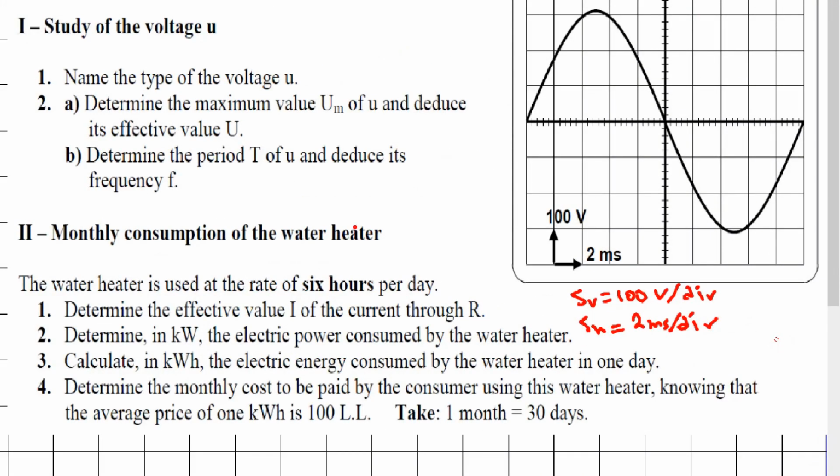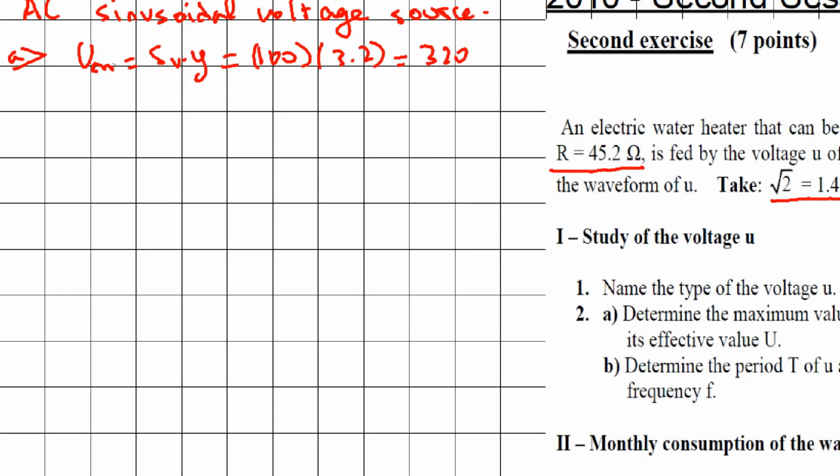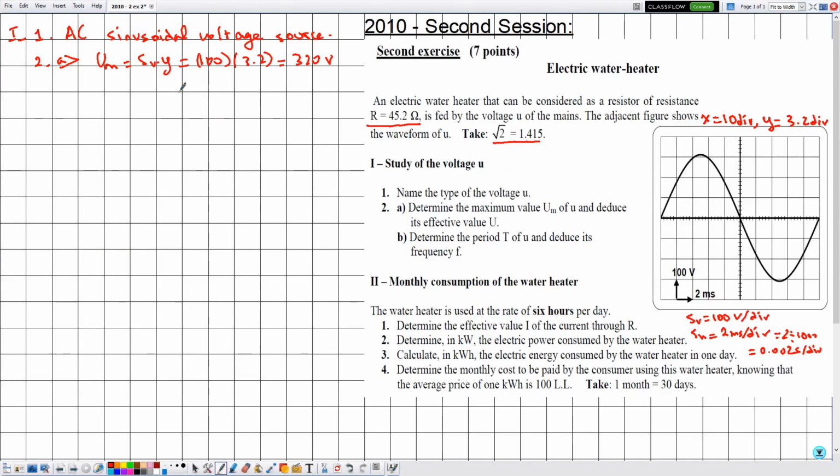Knowing that millisecond is not the SI unit of time, in order to convert from millisecond to second, we simply divide by 1000. Then dividing 2 by 1000, we will get 0.002 seconds per division. Now the value of SV is given by 100 and the value of Y is given by 3.2. Plugging this on the calculator, it will give me 320. Since everything is in the SI, the value of Um will be in the SI, which is volts. Then Um is equal to 320 volts.